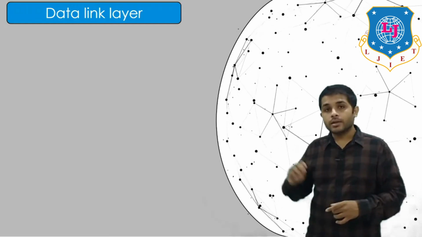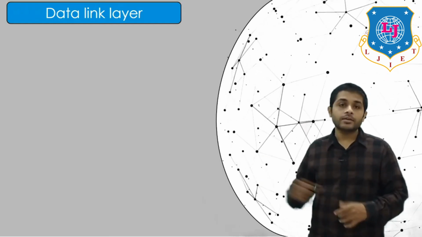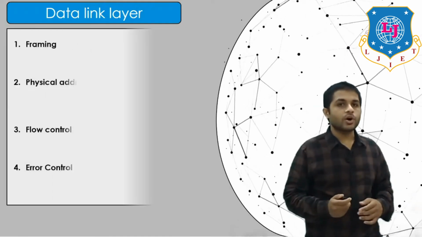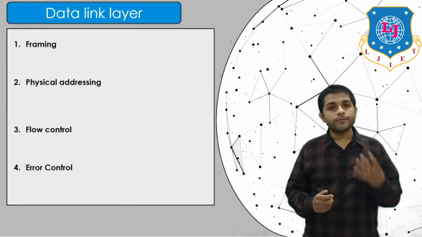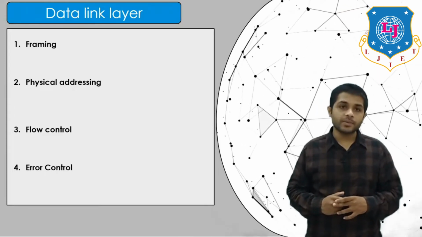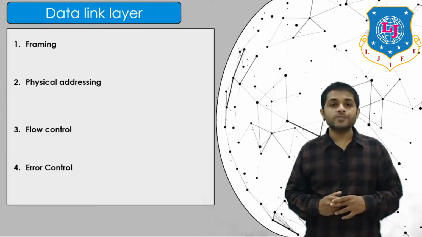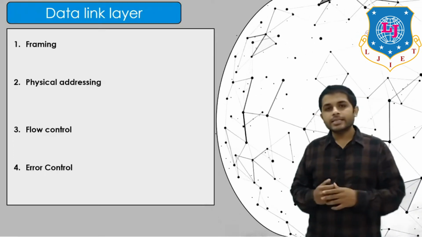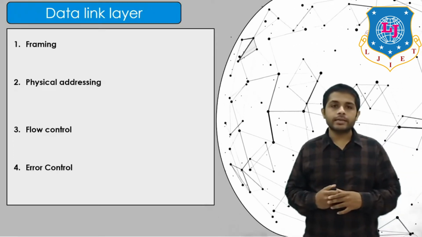After that, the layer above the physical layer is called data link layer. Let's see responsibility of data link layer. There are four responsibilities of data link layer. The first is framing. Then there is physical addressing, flow control, and error control. Let's discuss all in detail.